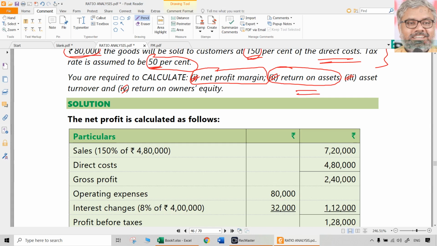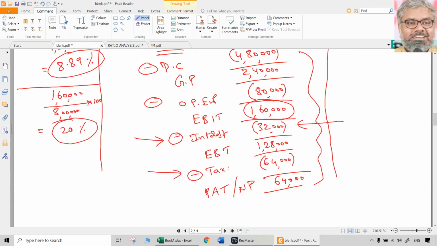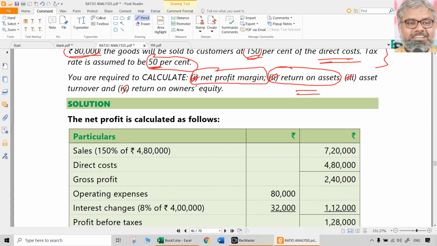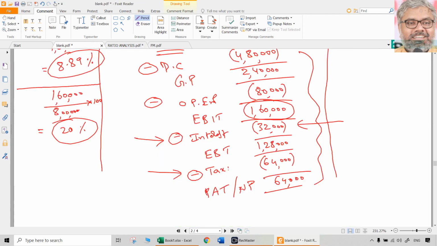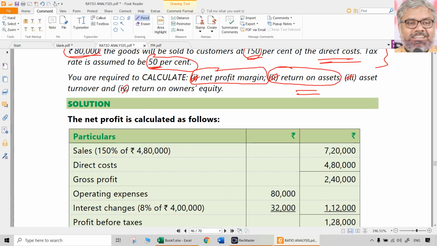Logic is, numerator and denominator should have some synchronization. Assets are employed. How better they are employed is what we are looking at. How does tax rate have any relevance there? How does interest have any relevance there? Generally no relevance. That is why return on capital employed, return on assets, is better taken as EBIT. No, I will take net profit, no problem. If you take net profit also, that is not a problem. That's okay, no issues. But interpretation wise, this is the better answer.